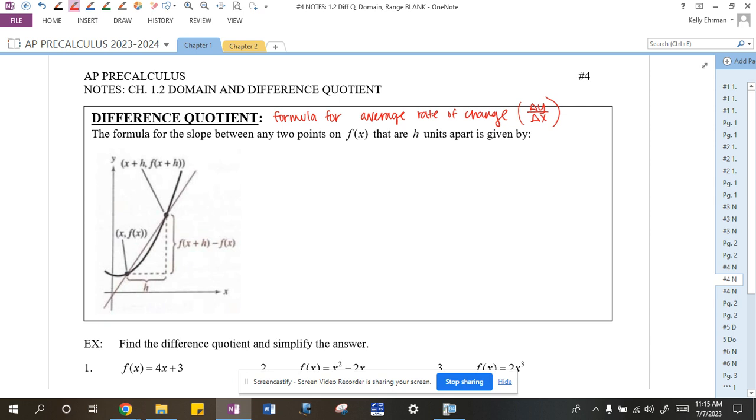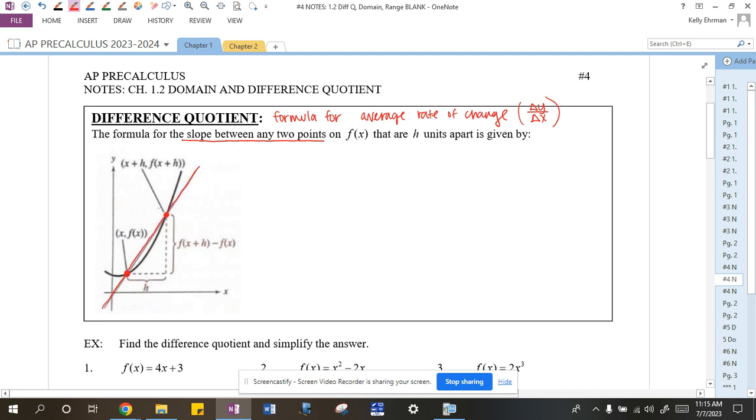So here's a picture. Average rate of change is slope, right? So we're trying to find the formula for the slope between any 2 points on f of x, not two specific points. Normally I say find the average rate of change between x equals 0 and x equals 10. Here we're saying find the slope, the average rate of change, between this point, which is f of x, and then some other point on f of x, which is h units away. So see how h is like this distance over here? Go h units to the right, land on that point, and what's the slope between those 2 points?